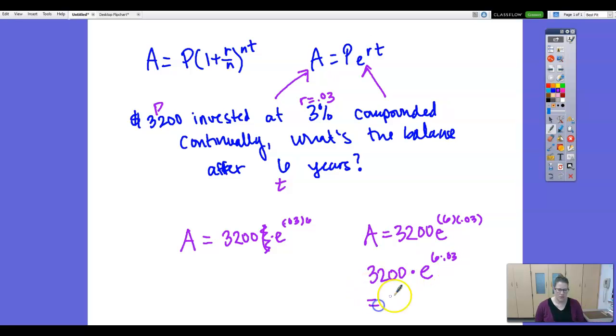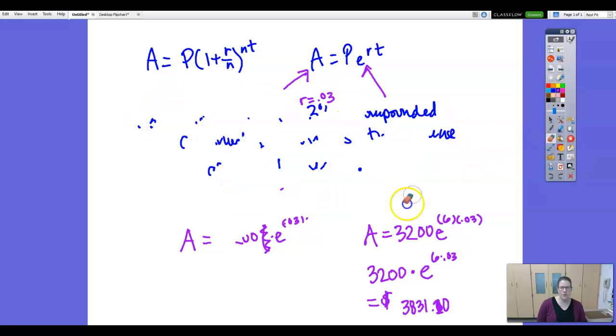So again, try it on your calculator. I'm going to pause this and do it on mine. And that gives me 3831.09. Actually, it's going to round up to 3831.10.